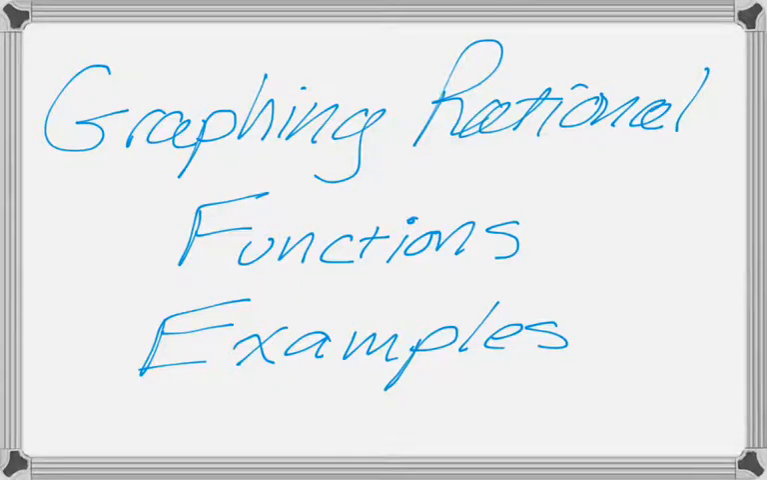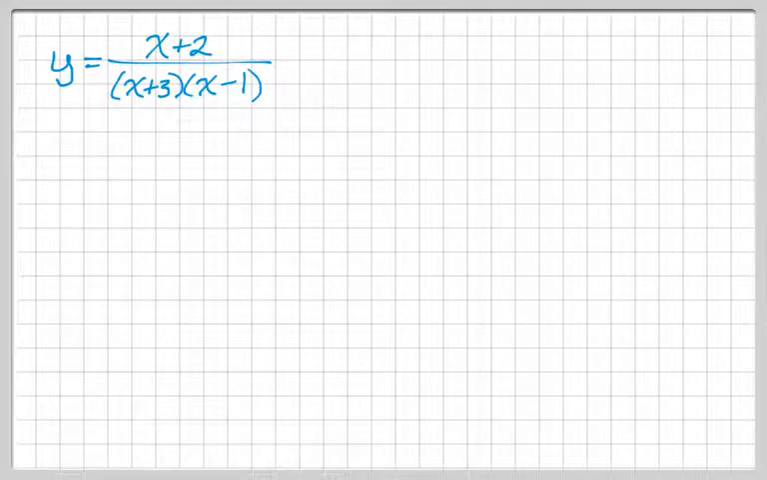Alright, in this video we're going to do two examples of graphing rational functions. So the first function that we want to graph is x plus 2 over the quantity x plus 3 times x minus 1. I like to collect a bunch of data before I start graphing, and the first thing I like to find is the zeros.